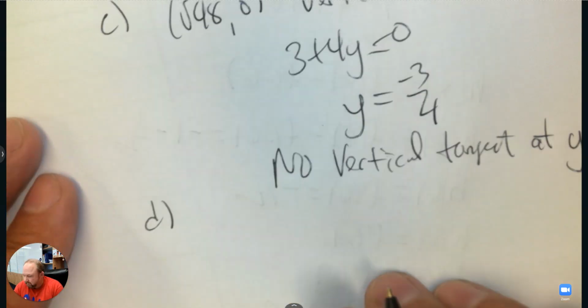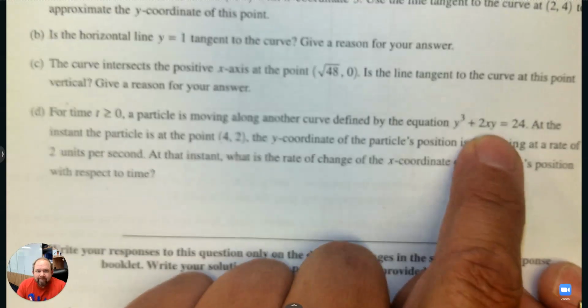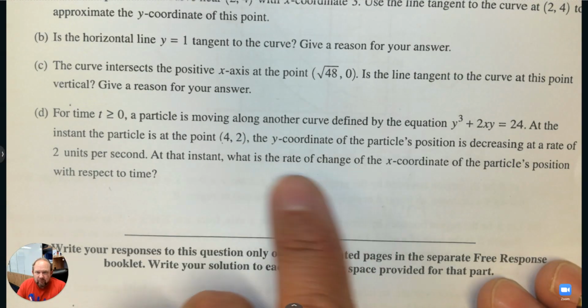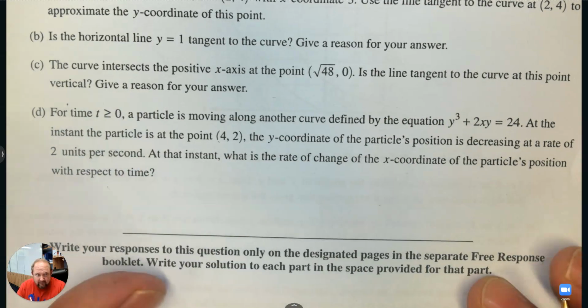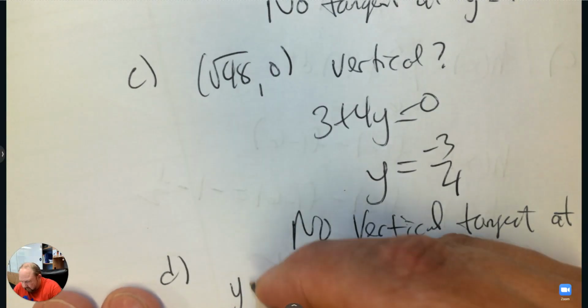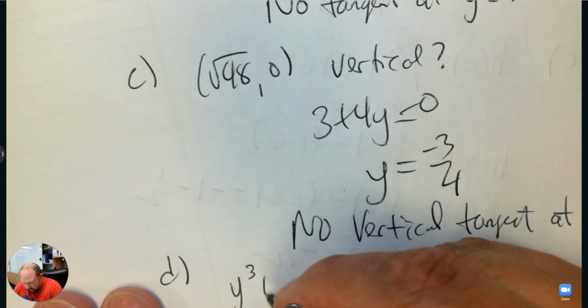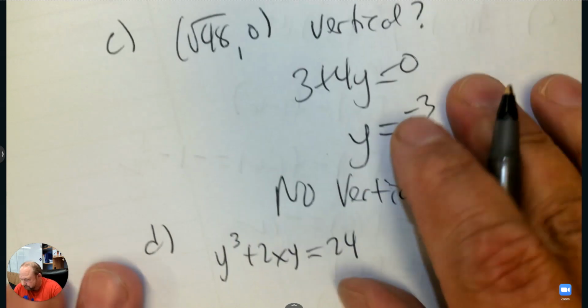I'll make space. Part D, completely different question than what you're given. You're given another equation, and you're asked for the rate of change with respect to time. So you have to take the derivative with respect to time. So y cubed plus 2xy equals 24.